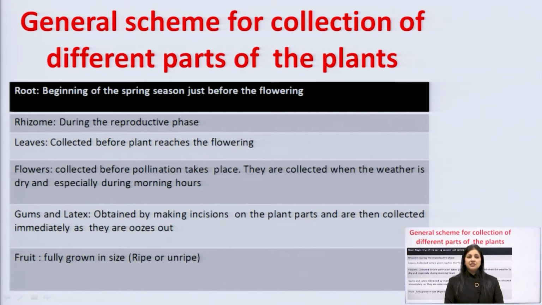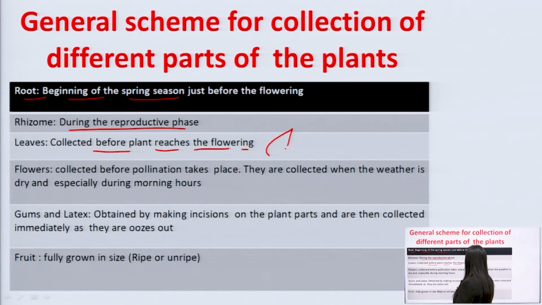A general scheme for collection of the different parts of the plant is given, and we have to make sure that we are following it. Say the root. Root is generally collected at the beginning of the spring season just before the flowering occurs. Rhizome is always collected during the reproductive phase. Leaves are collected before the plant reaches the flowering stage. So, leaves are collected before the plant reaches the flower.